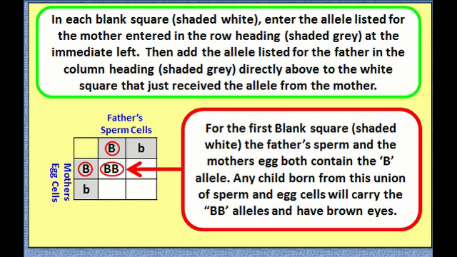For the first blank square shaded white, the father's sperm and the mother's egg both contain the uppercase B allele. Any child born from this union of sperm and egg cells will carry the 2 uppercase B alleles and have brown eyes.